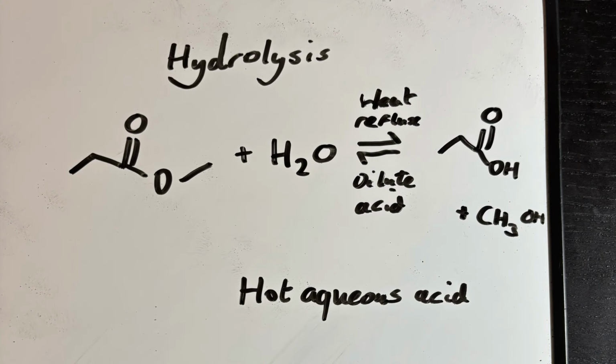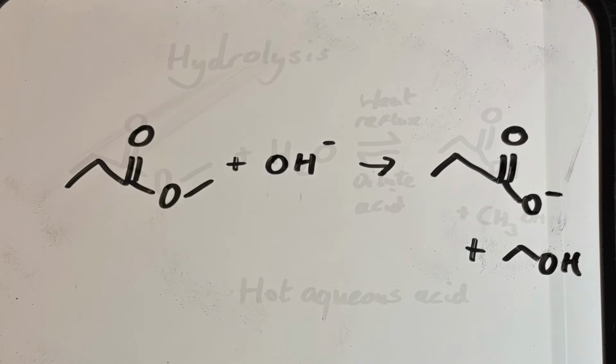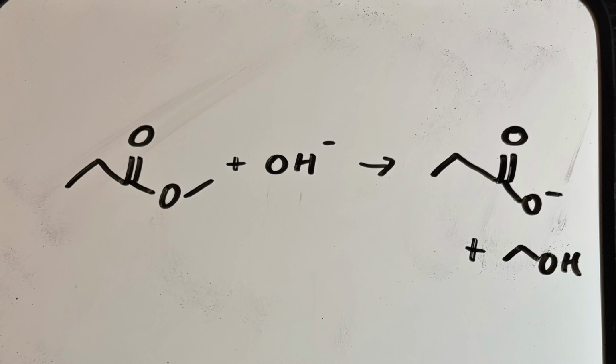You can break down an ester by hydrolyzing it, and you do this with water under a heated reflux and with dilute acid. And this creates your carboxylic acid and your alcohol. And with a hot aqueous alkali, you form the carboxylate salt and the alcohol.